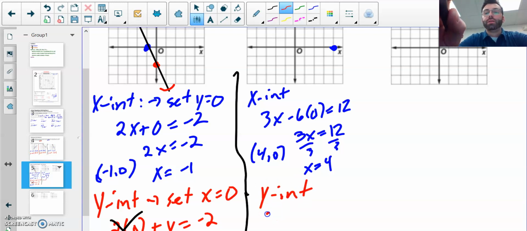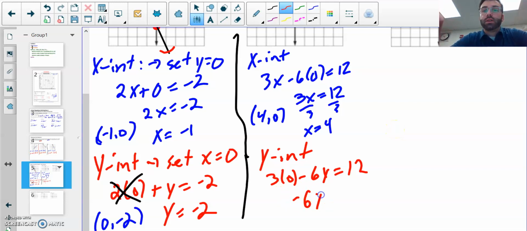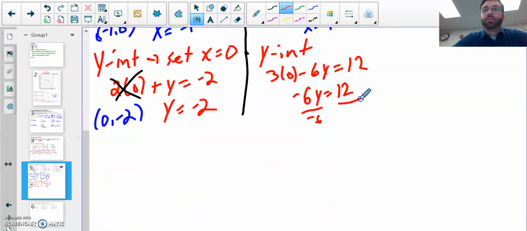Some of us may be able to do this in our head, and that's okay. I'm just showing you the work initially. So I get 3 times 0 minus 6y equals 12. This cancels out, so I get negative 6y equals 12. Divide both sides by negative 6. So y equals negative 2, and that's (0, -2).